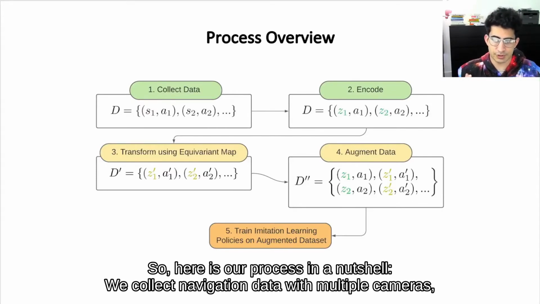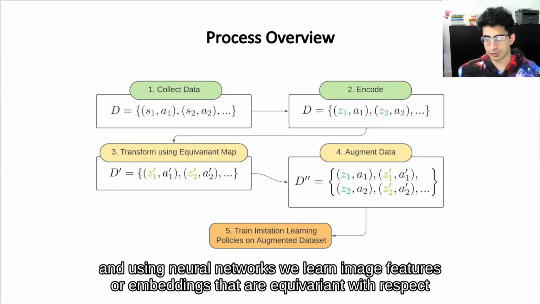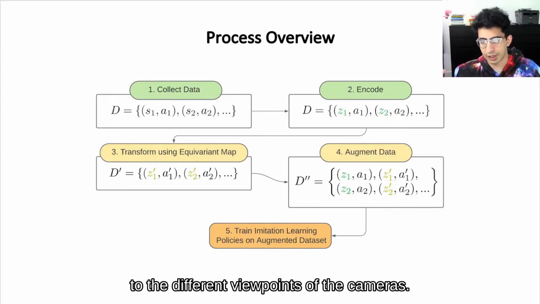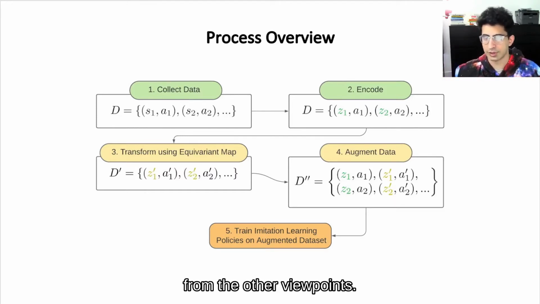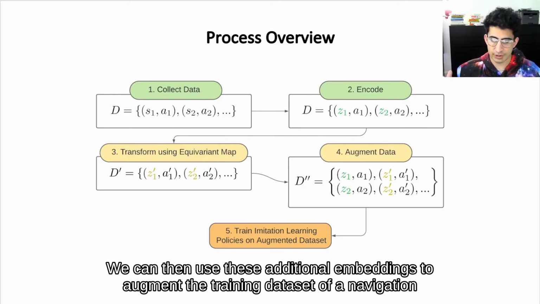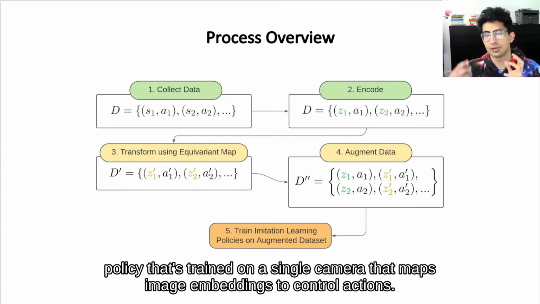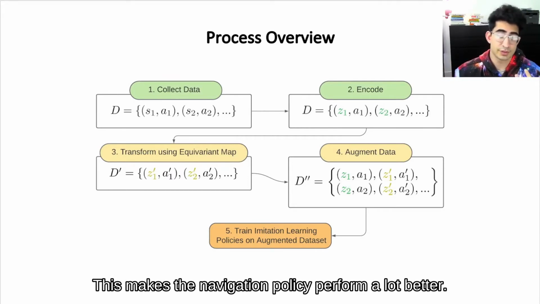So here's our process in a nutshell. We collect navigation data with multiple cameras, and using neural networks we learn image features or embeddings that are equivariant with respect to the different viewpoints of the cameras. This allows us to predict, for a single camera, what its embeddings would look like from those other viewpoints. We can then use these additional embeddings to augment the training dataset of a navigation policy that's trained on a single camera that maps image embeddings to control actions. This makes the navigation policy perform a lot better.